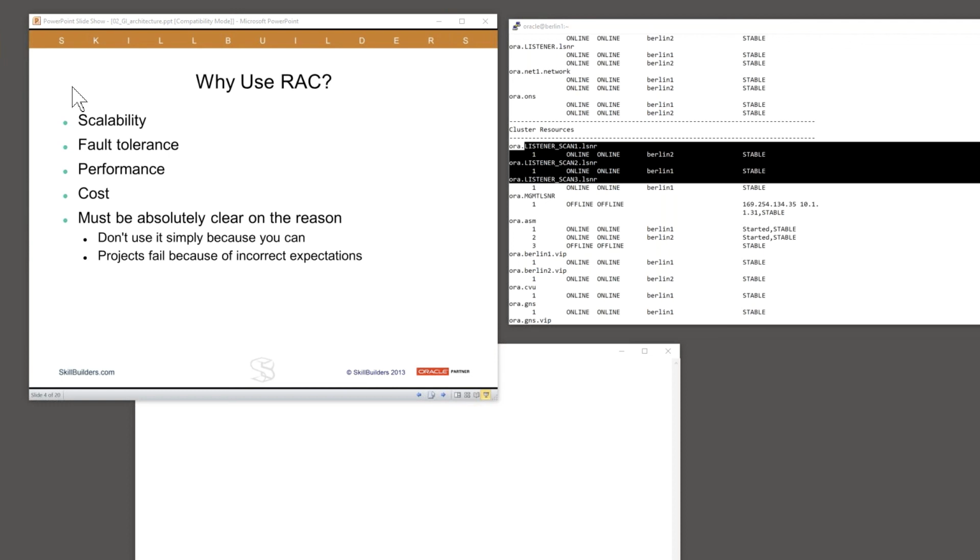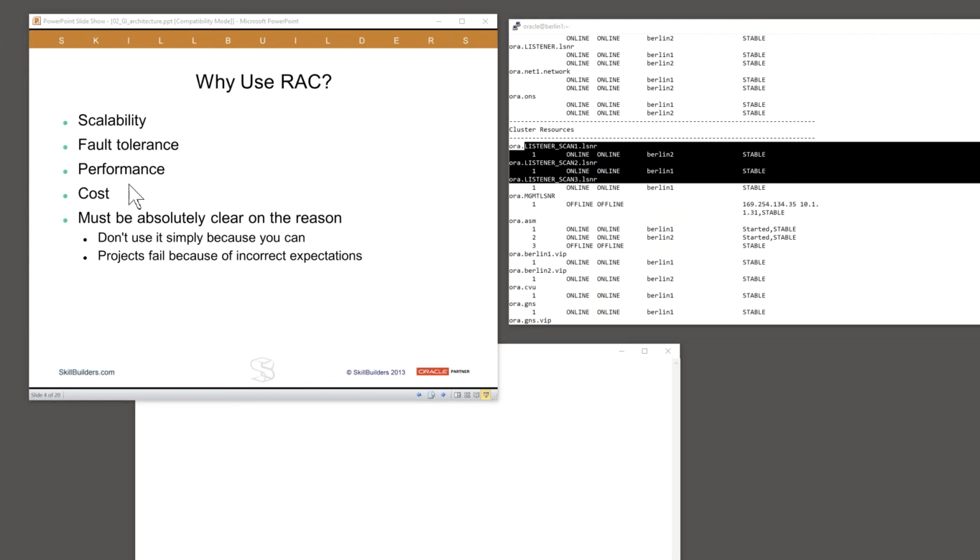Cost, of course, is an issue. Standard Edition RAC is a brilliant value for money solution. Low cost Intel servers, Standard Edition databases, RAC is a wonderful solution for delivering the scalability, the fault tolerance, and the performance within the limitations I've described. But when you come to Enterprise Edition, of course, cost is then a different ball game entirely.